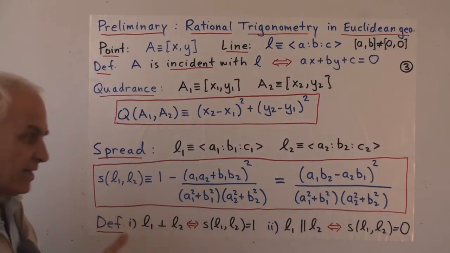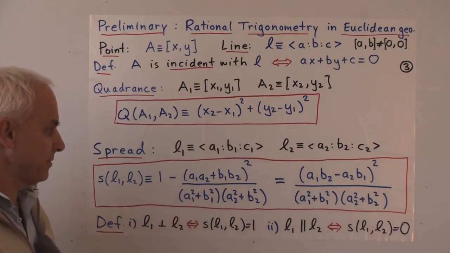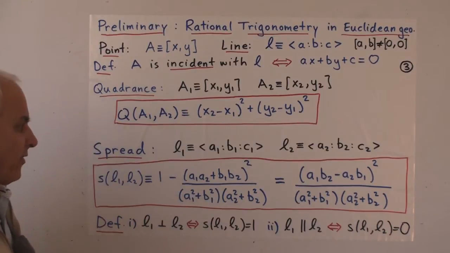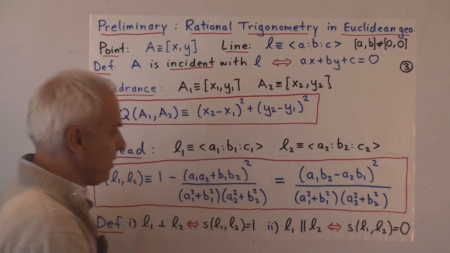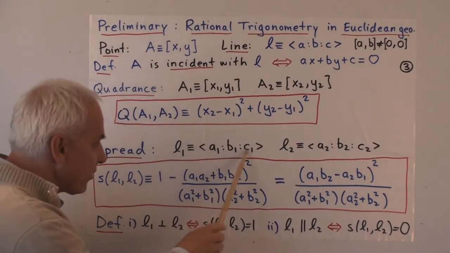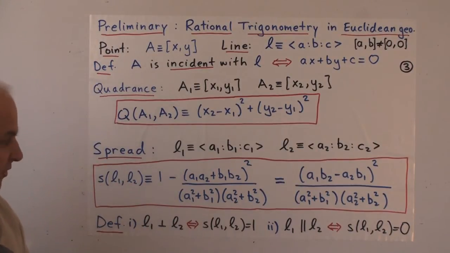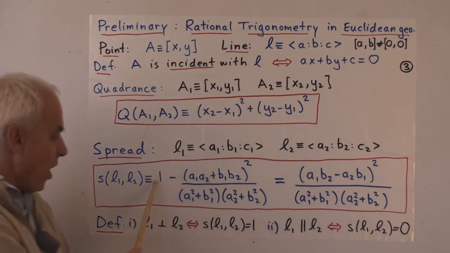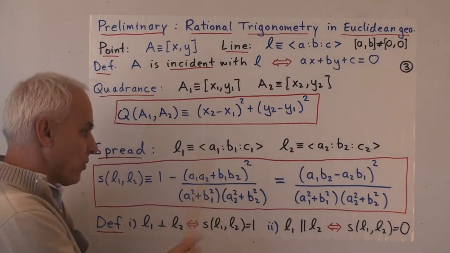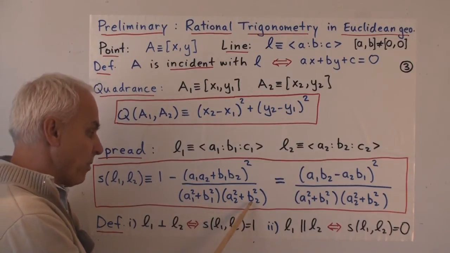And if we have two lines in the plane, and we want to measure how far apart they are, we're not going to use angle. We use the idea of a spread between two lines. So if there's the line L1, there's the line L2, then in terms of these three numbers and these three numbers, here's the definition of the spread between the two lines. It's 1 minus (a1 a2 plus b1 b2) all squared, divided by (a1 squared plus b1 squared) times (a2 squared plus b2 squared).